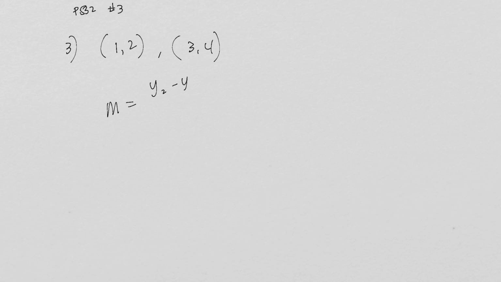Okay, on page 532, number 3, they want to know the slope between the points 1, 2, and 3, 4. Well, the slope formula is the rise, which is the difference of the y's, over the run, which is the difference of the x's. So y2 is the y value of the second point minus y1, which is the y value of the first point. x2 is the x value of the second point over x1, which is the x value of the first point.